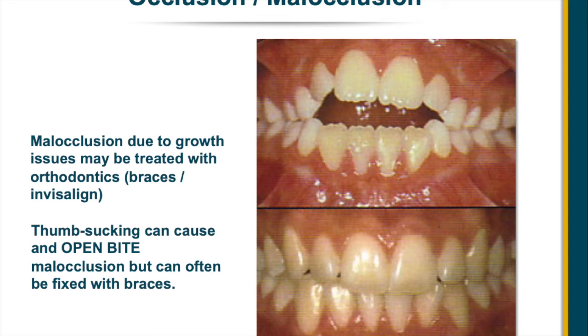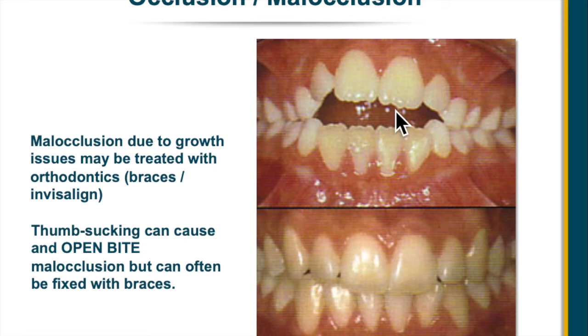So malocclusion can be caused by growth issues and is often treated with braces, orthodontics. In this particular picture, this is what's called an open bite, where the patient's back teeth are touching but the front teeth cannot touch. This particular one would be caused by thumb sucking, and very often, if it's treated, it'll be treated with braces.